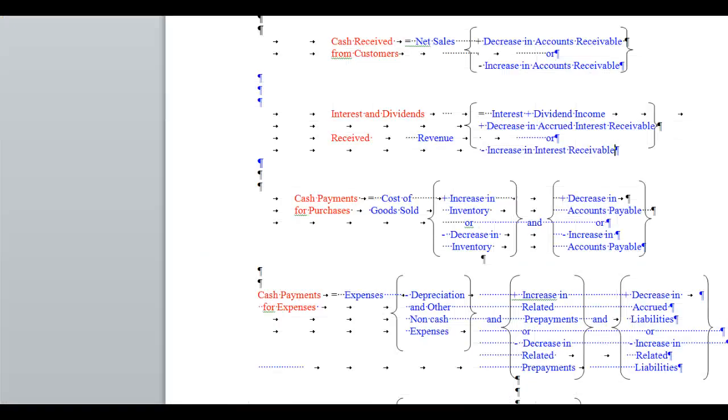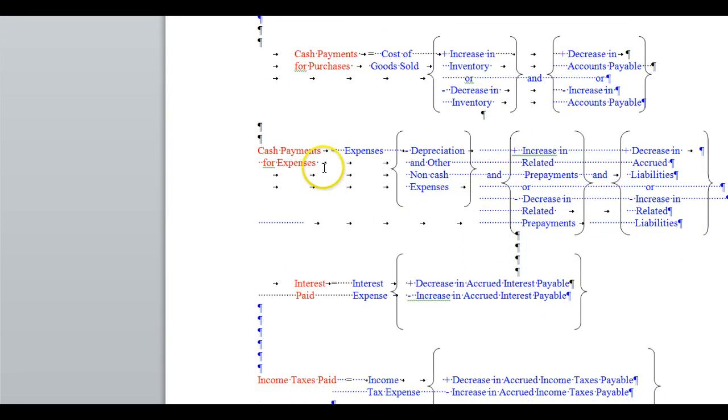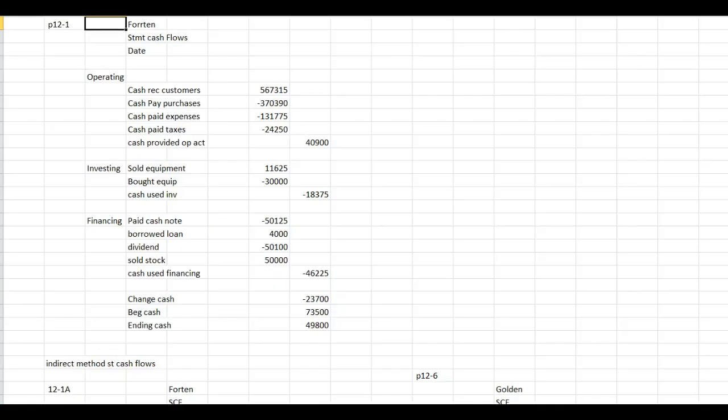Let's take a look at our instruction sheet again. We took a look at this. That's cash paid for purchases. This one's pretty tricky. We take the total expenses and then we add depreciation because that's not a cash item. We don't write a check for depreciation. Then we have to look at related prepayments, and then we have to look at any other accrued liabilities. So let's take a look at that. Where was that part?